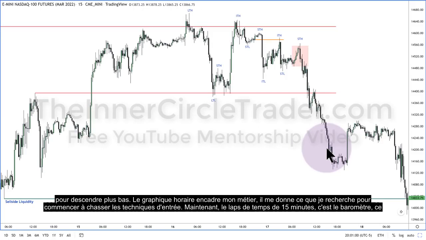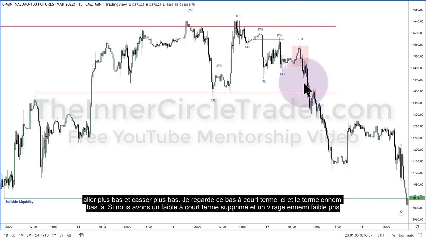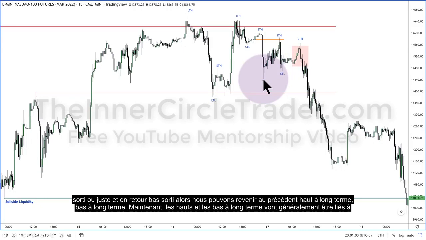Now, the 15-minute time frame, that's the bellwether. This is where it's going to give me the actual get in, get out. But I might not like the risk parameters that are required on this time frame. So I can go down into the lower time frames. Should price go lower and break lower, I'm looking at that short-term low here and that intermediate term low there. If we have a short-term low taken out and an intermediate term low taken out, or just an intermediate term low taken out, then we can go back to the previous long-term high, long-term low.